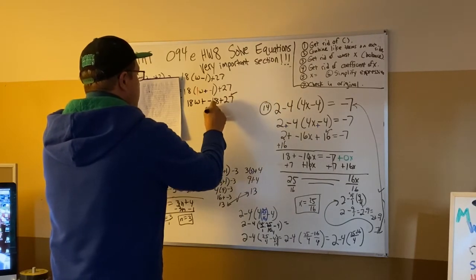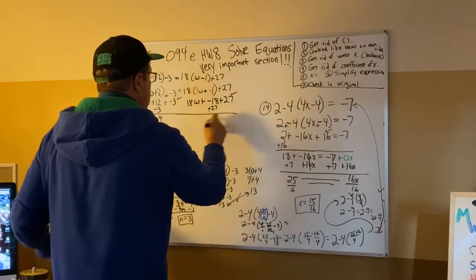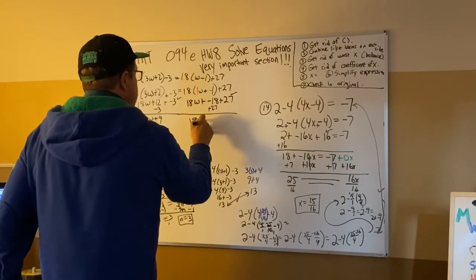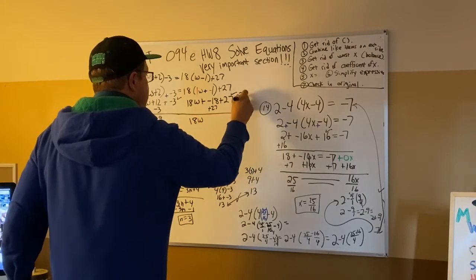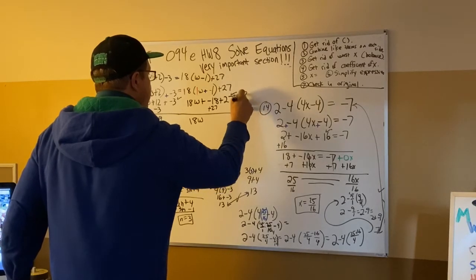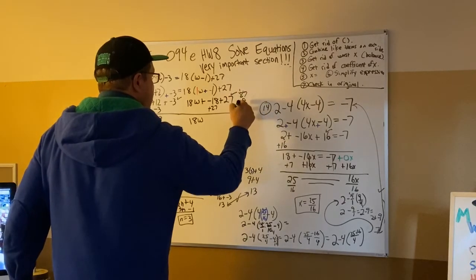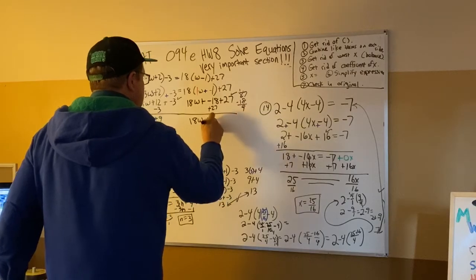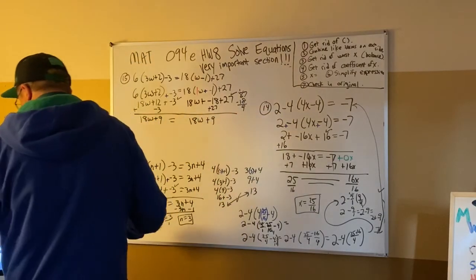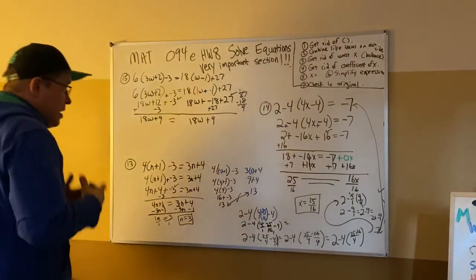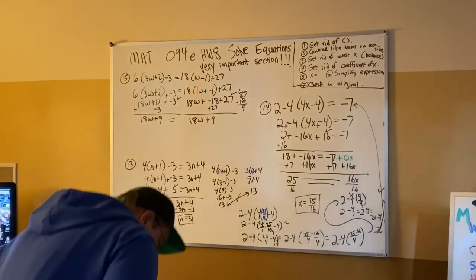I cover up this, 18w plus negative 18 plus 27. We'll add 27 to both sides. We've got 18w that doesn't change, and here we've got 27 minus 18. Do the subtraction, turn it into 17 minus 8, 2 more, that's a 9. That's plus 9. 18W plus 9 equals 18W plus 9. Here we are. It seems weird.